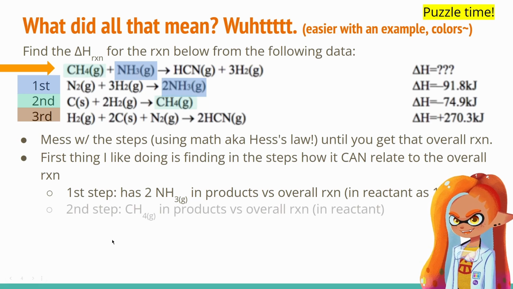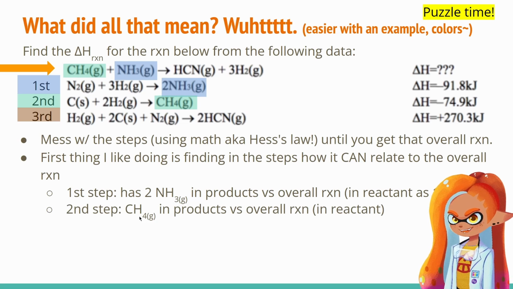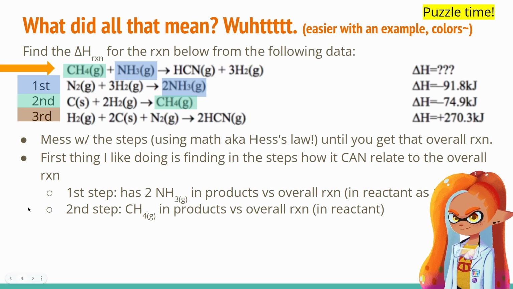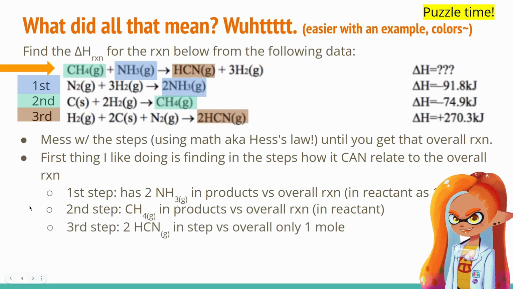Okay? And so second step, I have CH4. So CH4 is over here, but then in the original reaction, CH4 is here. So you want to be careful about that because that is what I need to flip. So that's the coloring I showed here. Then the third step, I have HCN. So I have it in this color right here. This is the original. This is the step. And I noticed it's 1 mole versus 2.